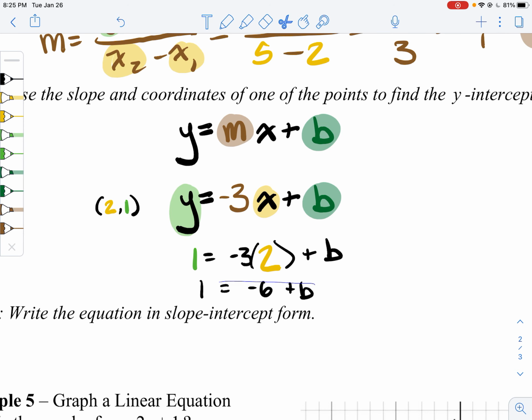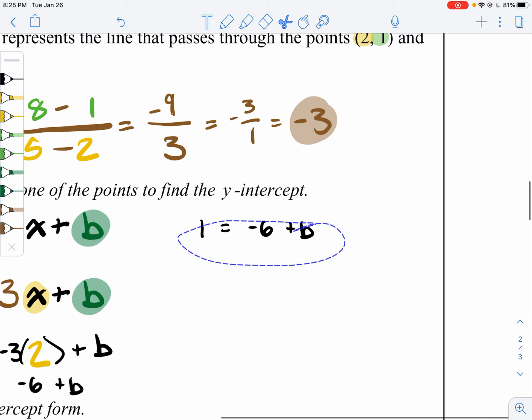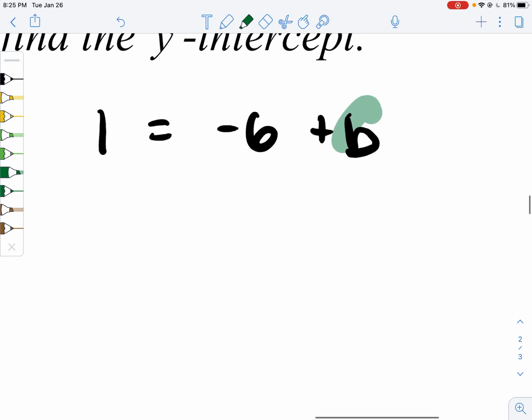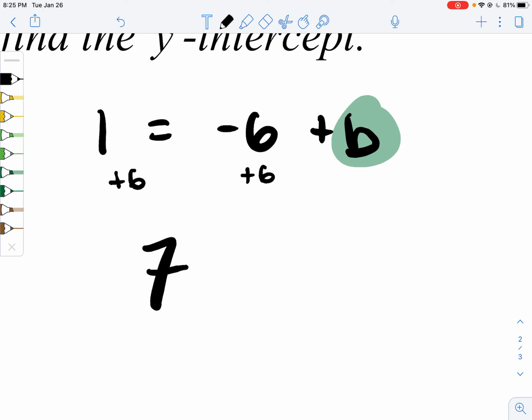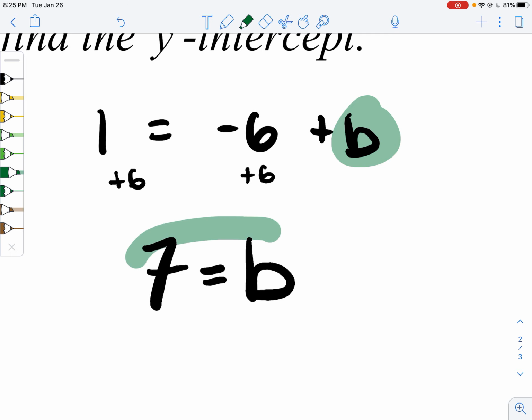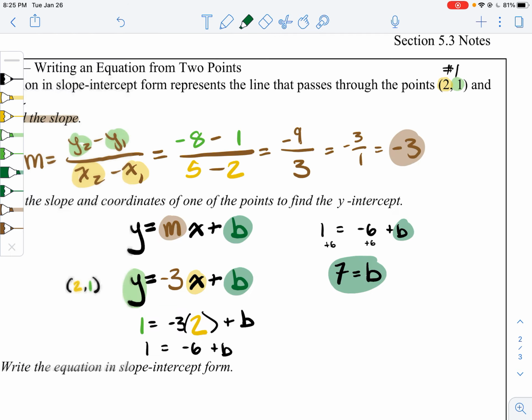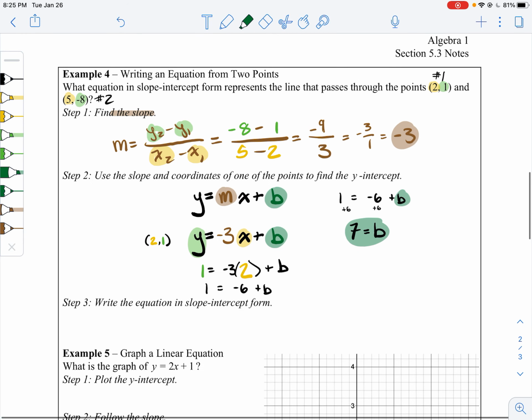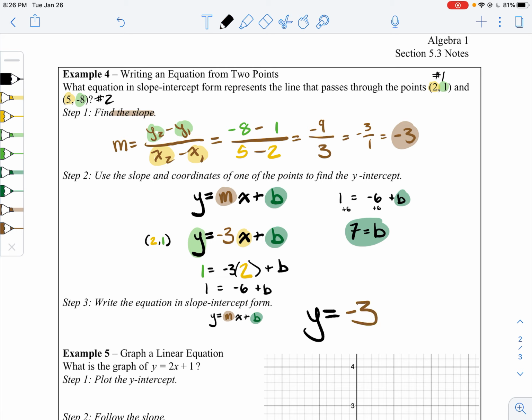I ran out of room. In order to get this b all by himself, we just need to add 6 to both sides. So 7 is our b. Our y-intercept then is 7. Hey, now we have all the information we need. For slope-intercept form, we have y equals our slope, which is negative 3, times x, plus our y-intercept, which is 7. And that's it. That's how to find the equation of a line.